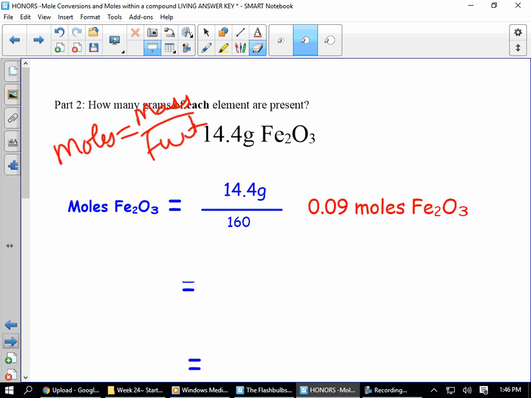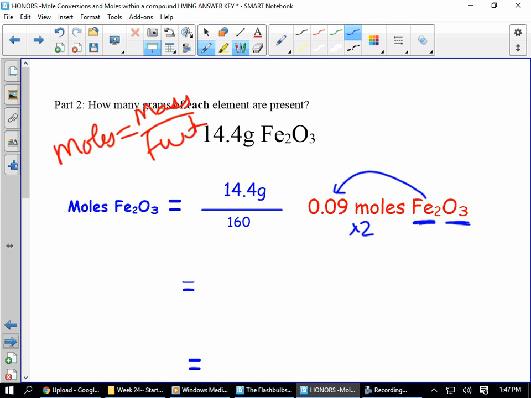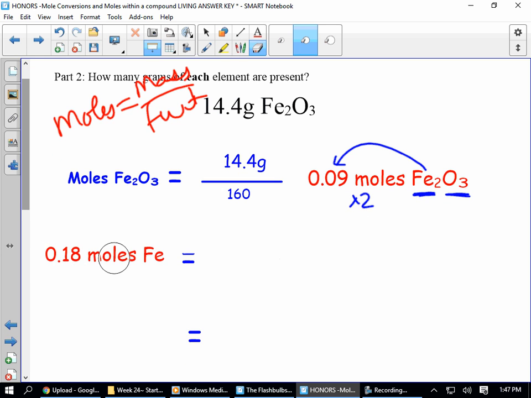Now, just like we did on the front, if every time I pull this apart I get 2 irons and 3 oxygens, in order to figure out how many moles of iron I get, I need to multiply that by 2. So 0.09 times 2 is 0.18 moles of iron. And what would I do to the oxygen? Multiply it by 3. 0.27 moles of oxygen.